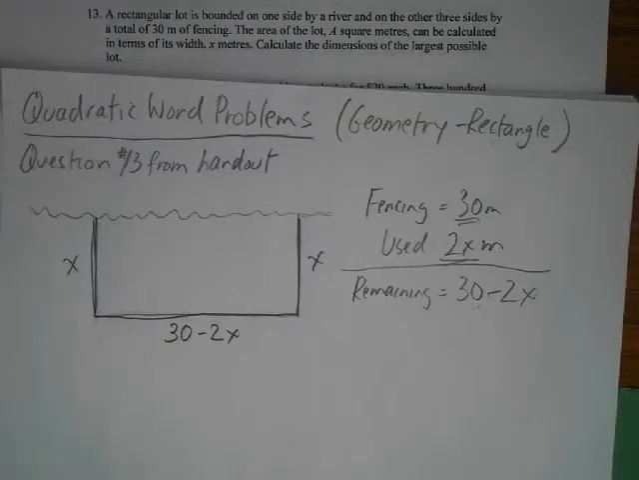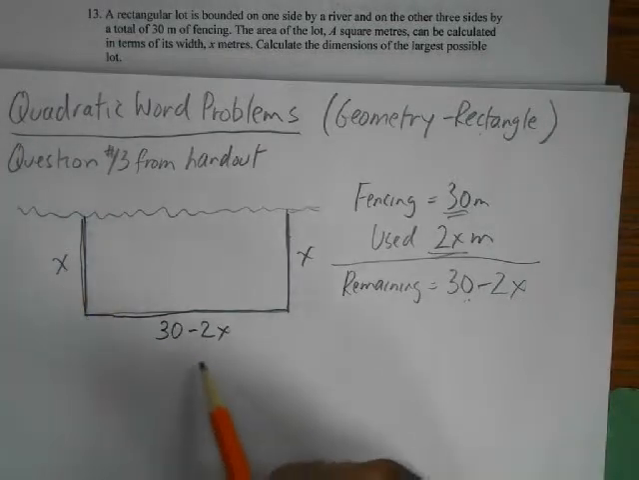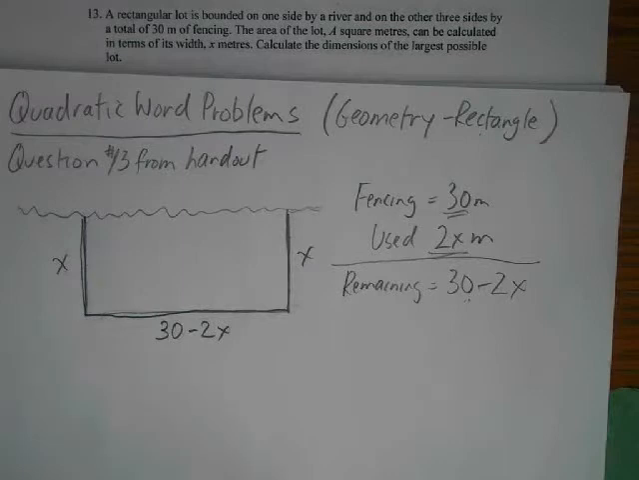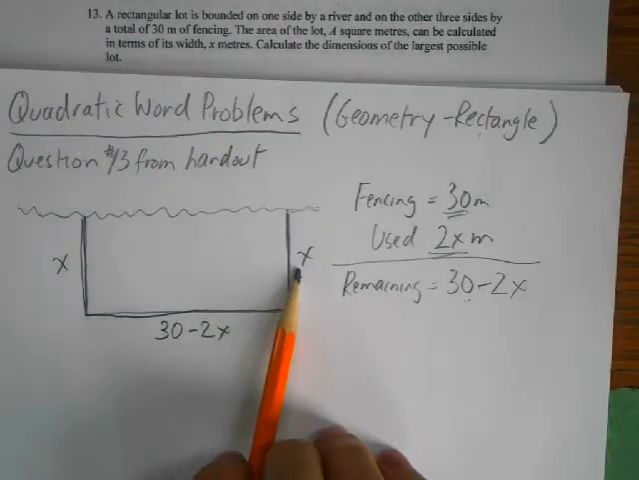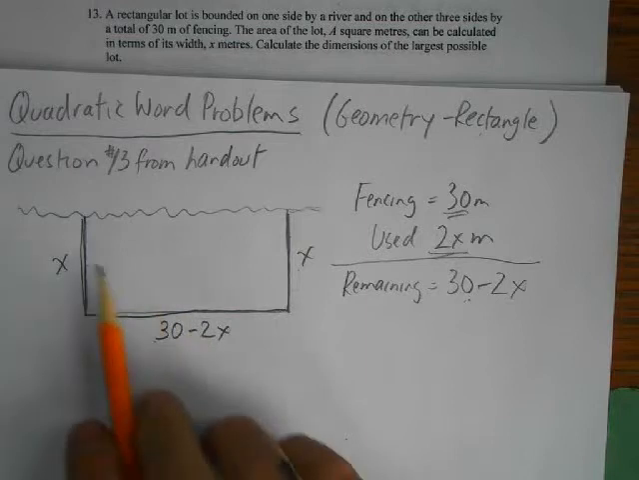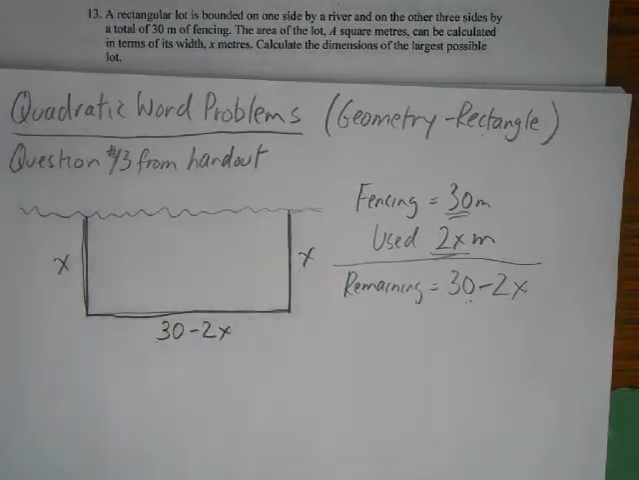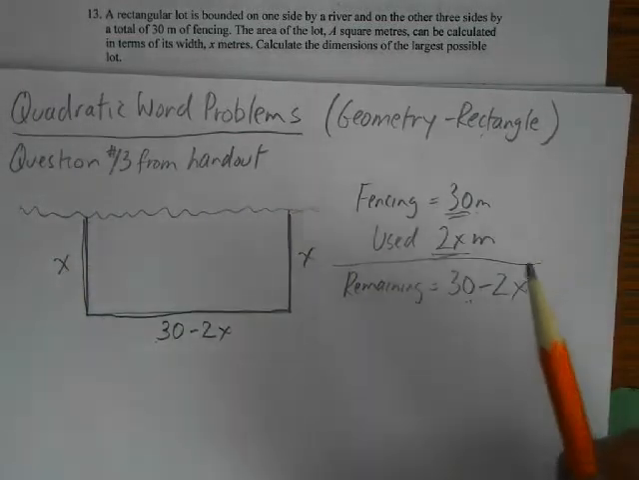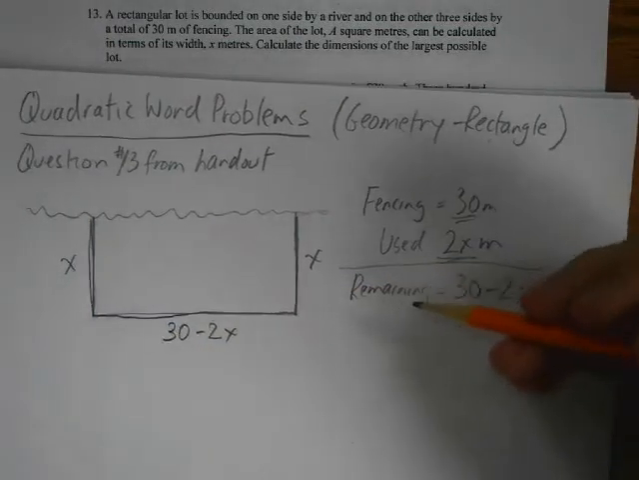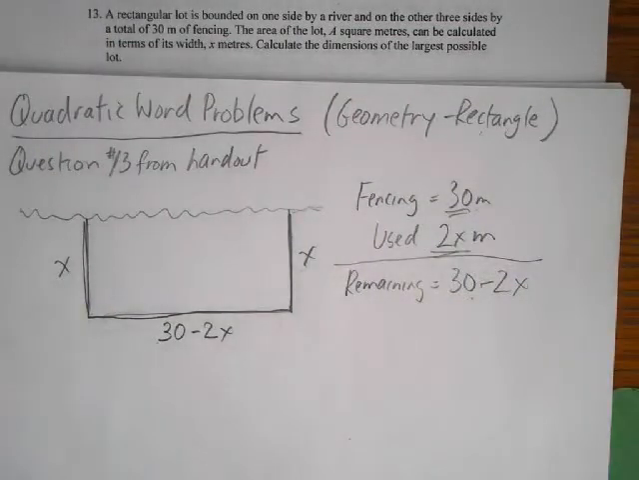Now, an easy way to check if you've done this right: if you add up these three sides, it should add up to 30 meters. So I've got x plus x, which is 2x, plus 30 minus 2x. Well, the x's all cancel, and you've got 30. So you know you're right because you added them all up and you've got 30, which is how much fence you should have. If you add an extra x in there or something, something went wrong.